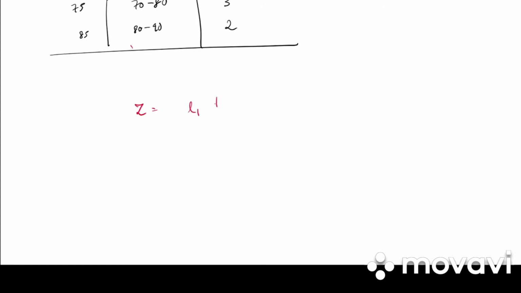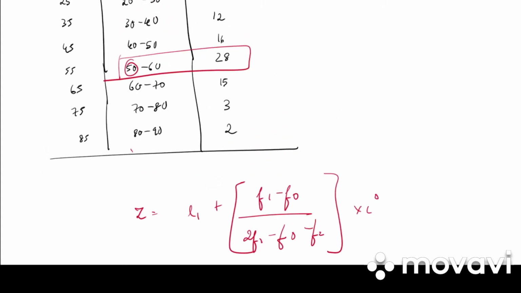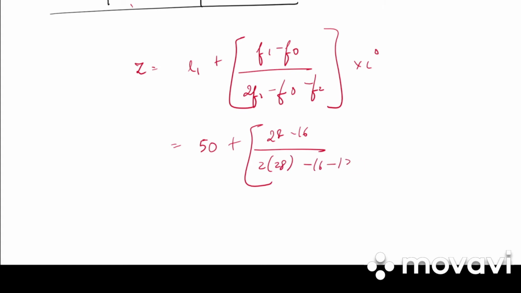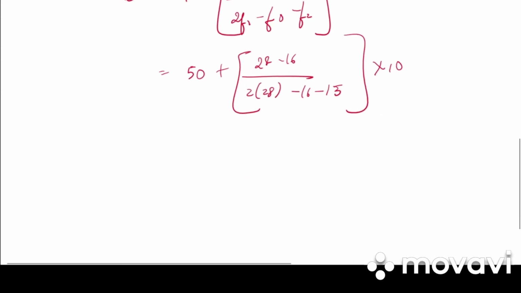Z is equal to L1 plus F1 minus F0 divided by 2F1 minus F0 minus F2 into I. So L1 is 50, F1 is 28, F0 is 16, F2 is 15. So it is 50 plus 28 minus 16, 2 into 28 minus 16 minus 15, and I is 10.